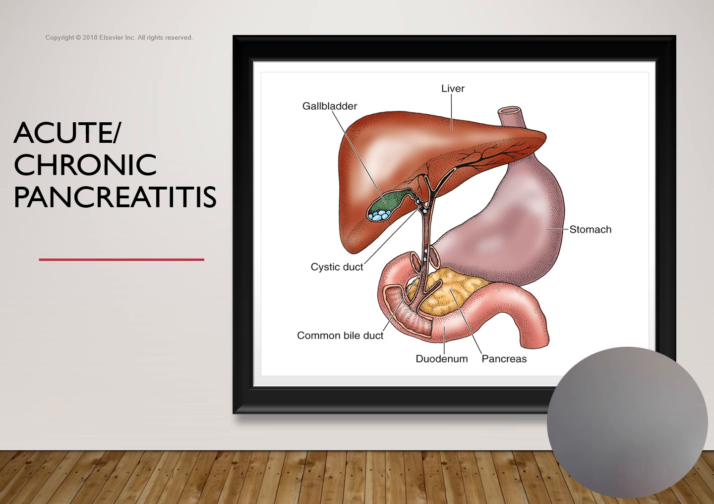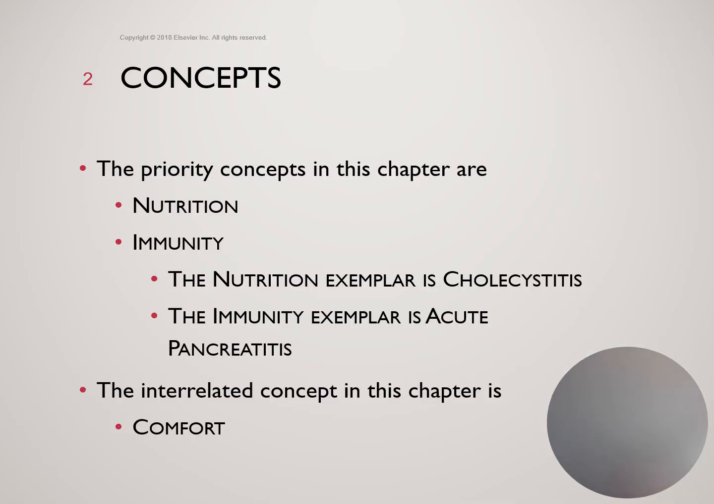Acute and chronic pancreatitis. This picture is demonstrating the organs of the biliary system and the pancreatic ducts. The concepts that we'll be looking at in this module are going to be nutrition and immunity, with the nutrition exemplar being cholecystitis and the immunity exemplar being acute pancreatitis. The interrelated concept in this chapter will be comfort.